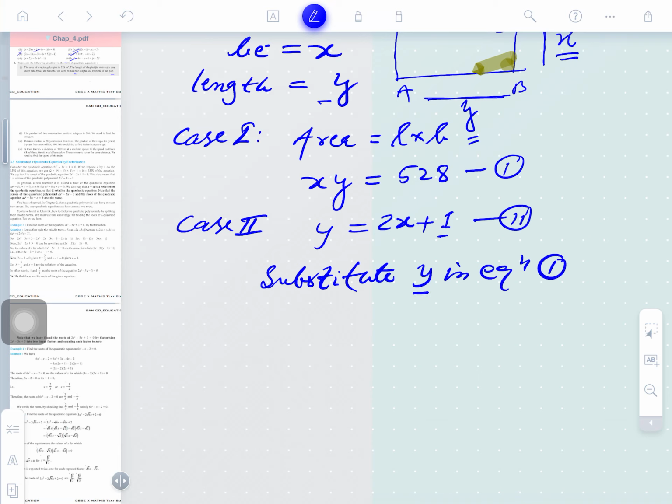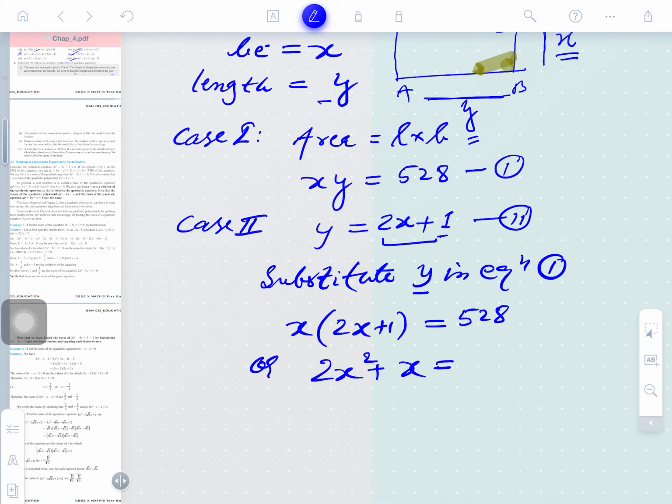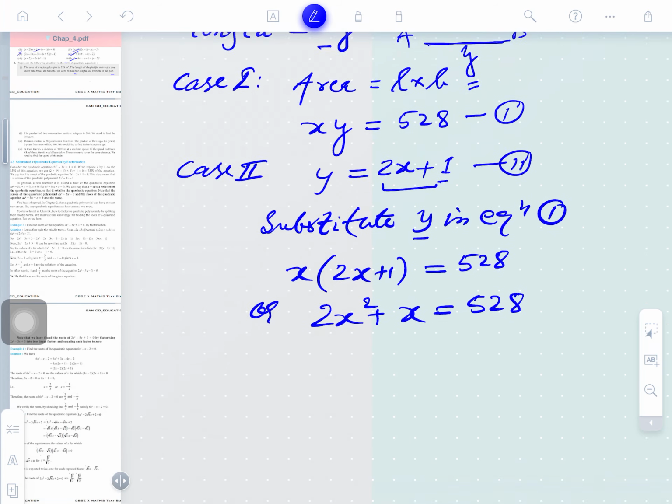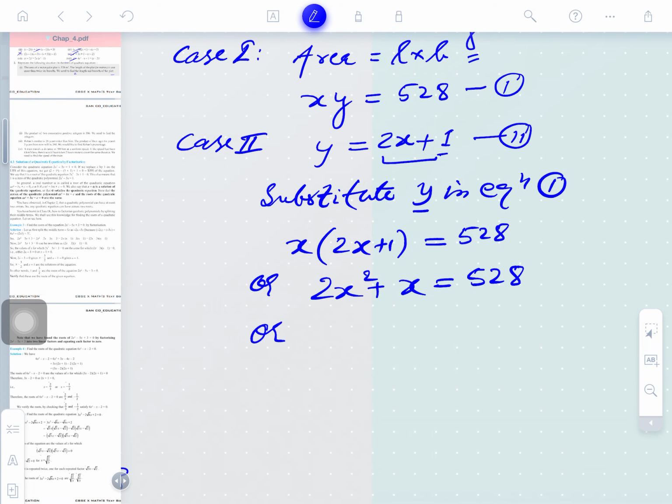Okay, substitute y in the equation first. What is y? It is 2x plus 1. So it shall be x times the value of y, 2x plus 1, is equal to 528. Clear? Now multiply: 2x square plus x, and what is there? 528. Clear? And further, 2x square plus x minus 528 is equal to 0.